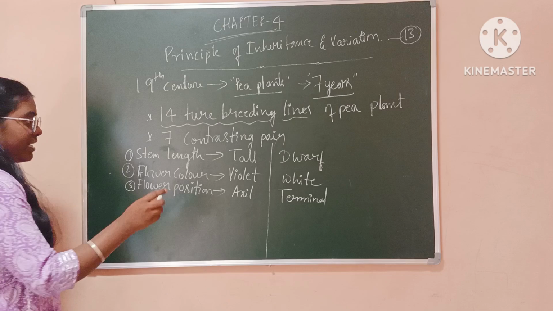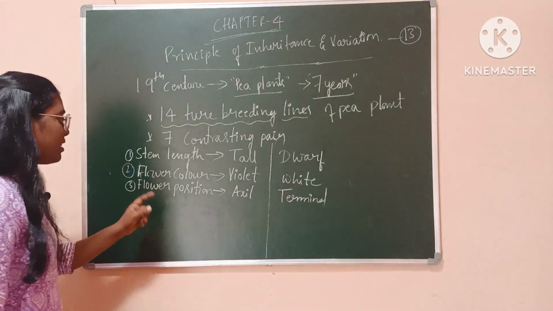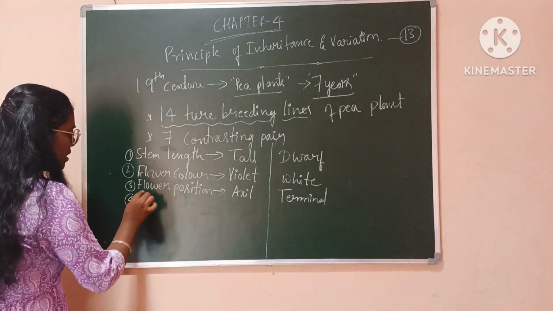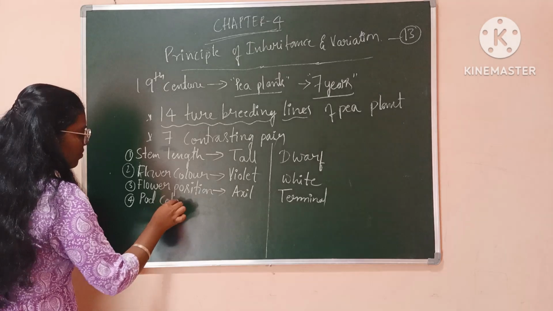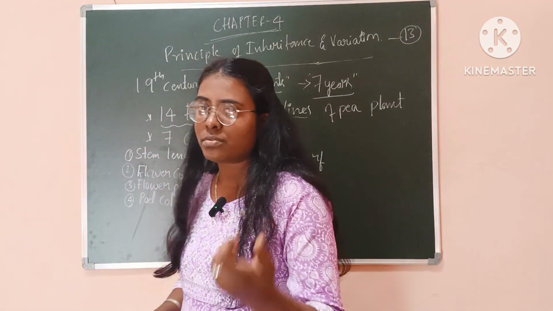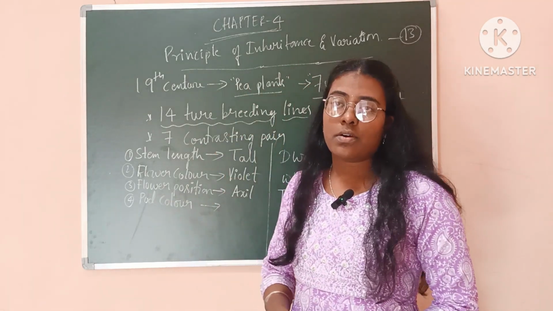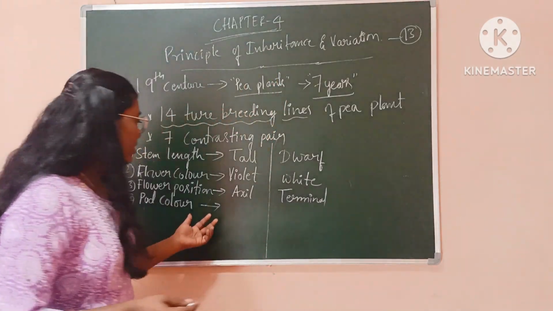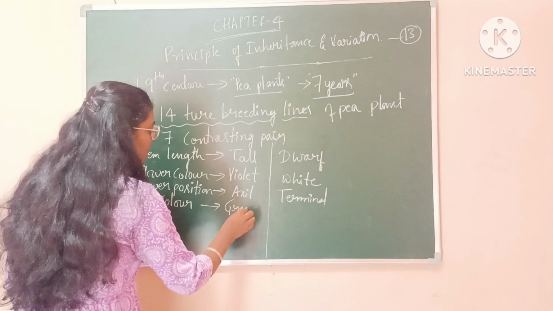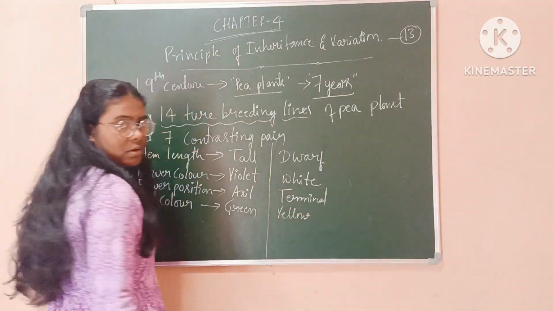He selected 7 contrasting characters. The first is stem length, then flower color, flower position. Coming to the fourth one, pod color. Pod means the overall fruit. For example, if you observe beans, the overall bean is considered the pod. In pod color we have two colors, the contrasting characters are green and yellow.